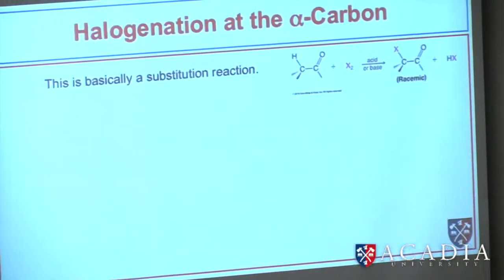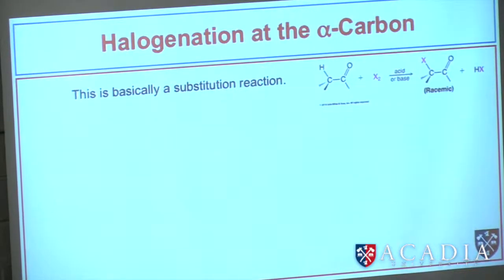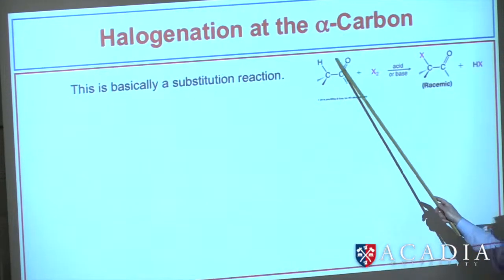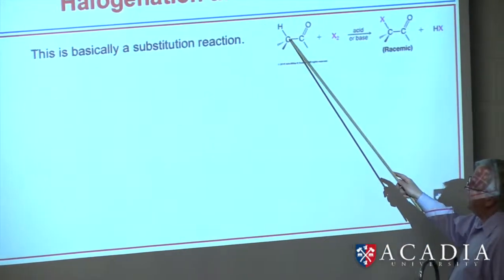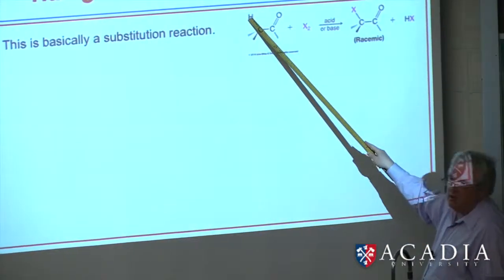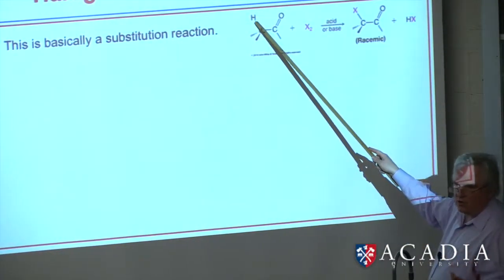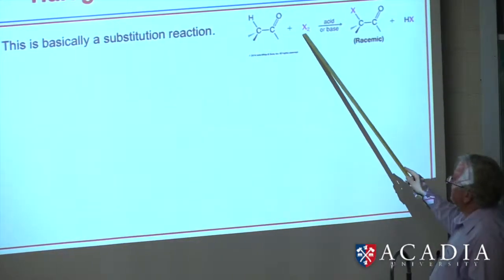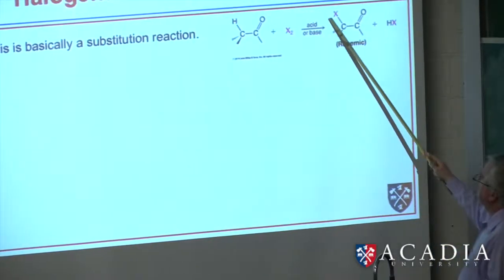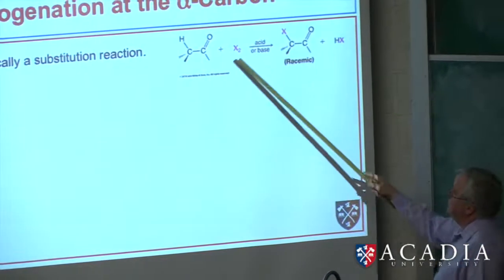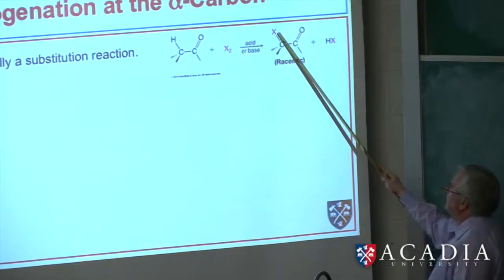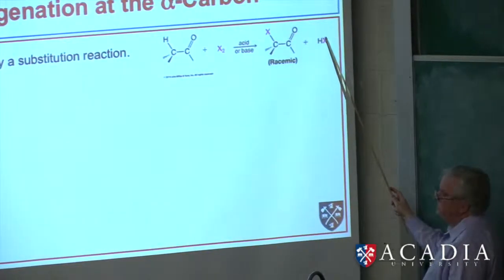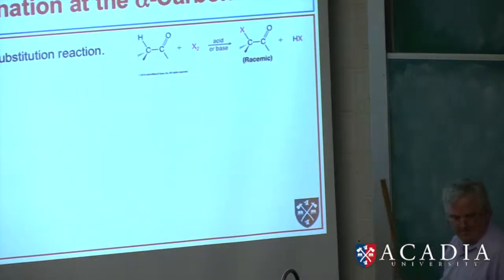So let's take a look at some chemistry that we can do. One of the things we can do is take a ketone, and it has an alpha carbon that has a proton on it. You must have an alpha carbon with a proton on it to form the enolate or the enol. If we react this thing with a halogen, we actually get a substitution reaction where we substitute that hydrogen for the halogen. The other part of the reaction just gives us our hydrohalic acid.